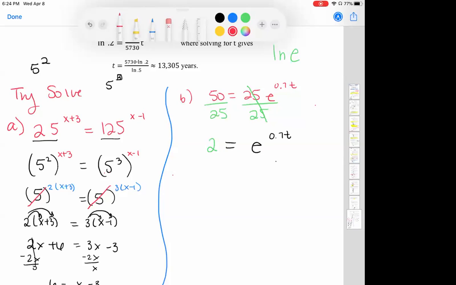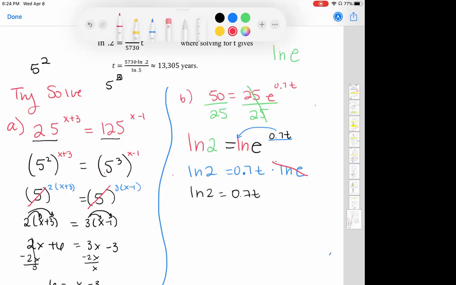Now the fun part, you can apply ln to both sides. And the purpose of this is so I can take my exponent and move it to the front. So we now have 0.7t times ln of e is equal to ln of 2. And the fun part, ln of e is 1. So we're left with ln of 2 is equal to 0.7t.